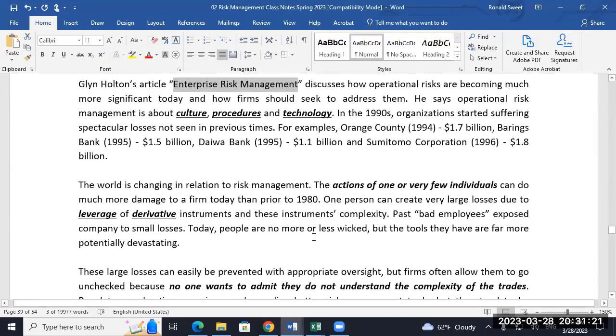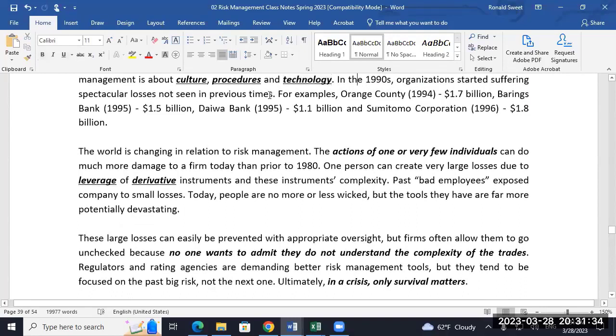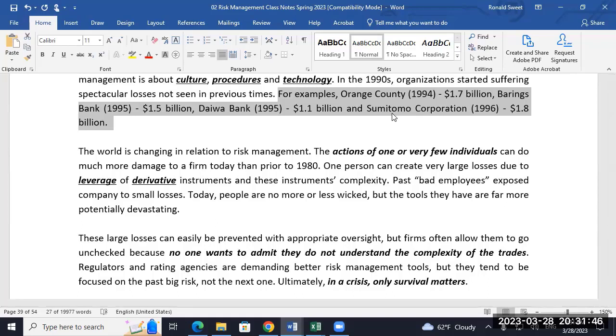So he wants to ask, what is a good enterprise risk management? What does it look like? And he says it has three components. There's culture, there's procedures, and there's technology. And that's almost humorous when you read it, because he asks, why did these big things happen? Orange County, Barings Bank, Daiwa Bank, Sumitomo Bank. And if you add those examples up, they're smaller than what Merrill Lynch lost in one day in 2008. So they look puny today.